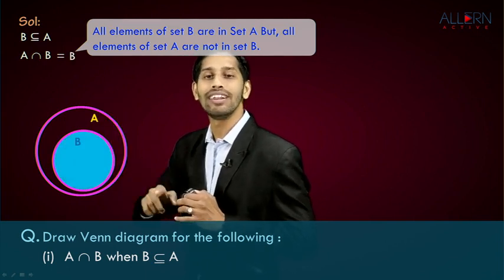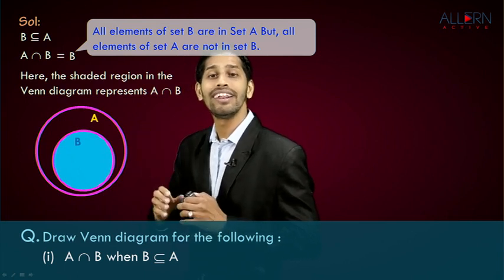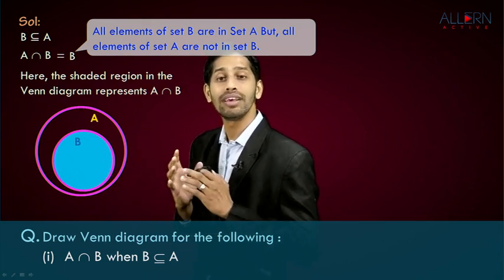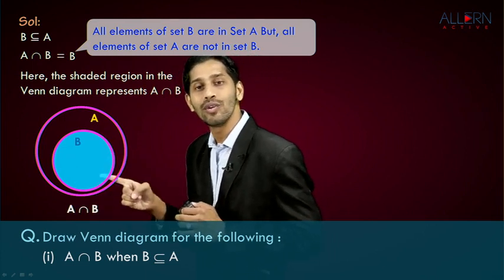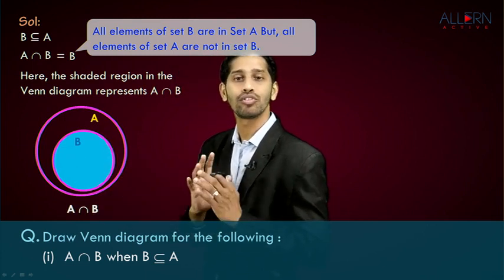So we write final statement that the shaded region in the Venn diagram represents A intersection B. That is nothing but we have to shade only B. That is a common portion of A and B. Now next question is, we have to draw Venn diagram for the following. Condition given is B is a subset of A and we have to shade the portion representing A union B.